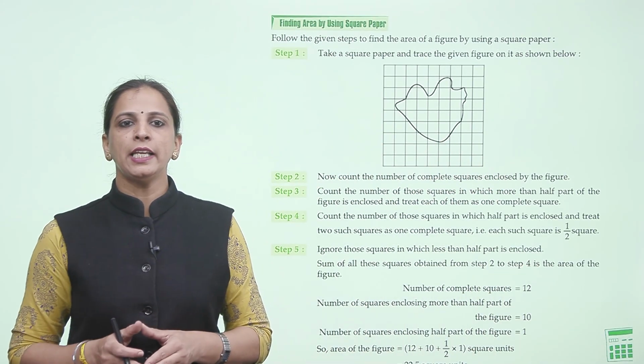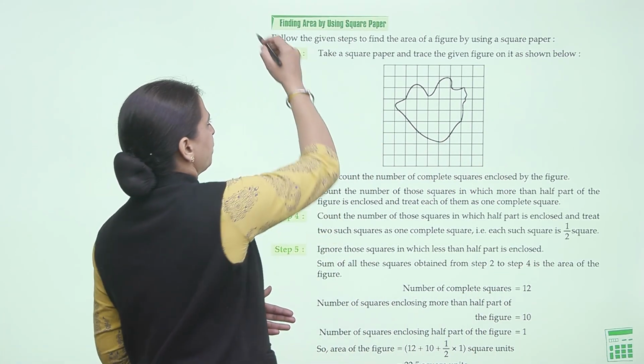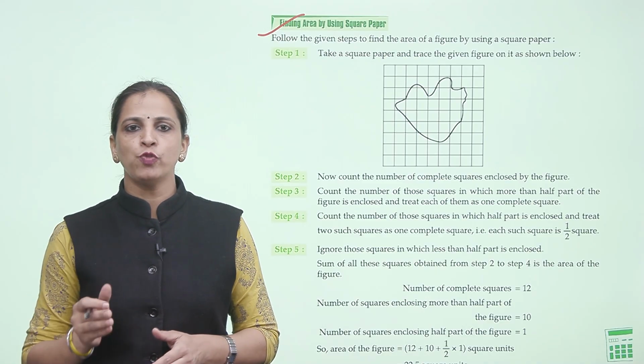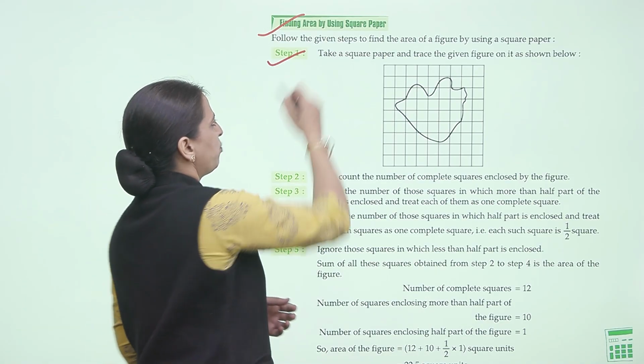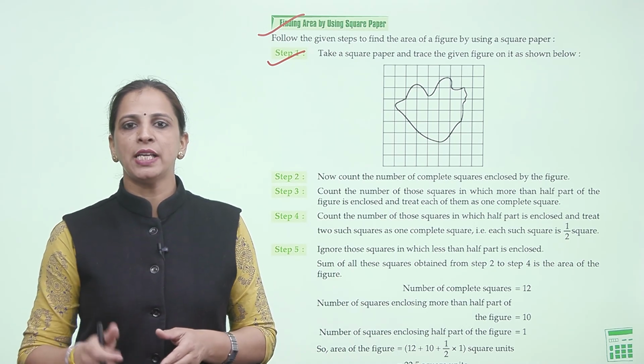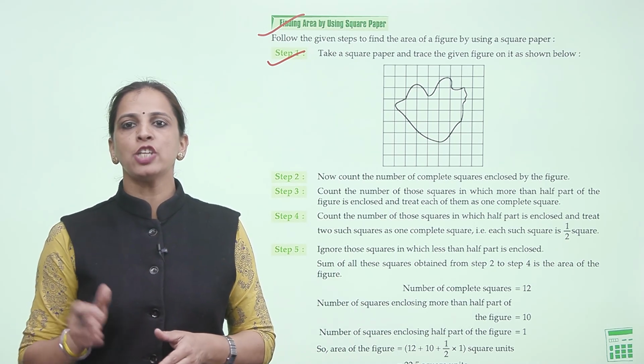Now finding area by using square paper. Follow the given steps to find the area of a figure by using a square paper. Step करते हैं. Step 1. Take a square paper and trace the given figure on it as shown below.